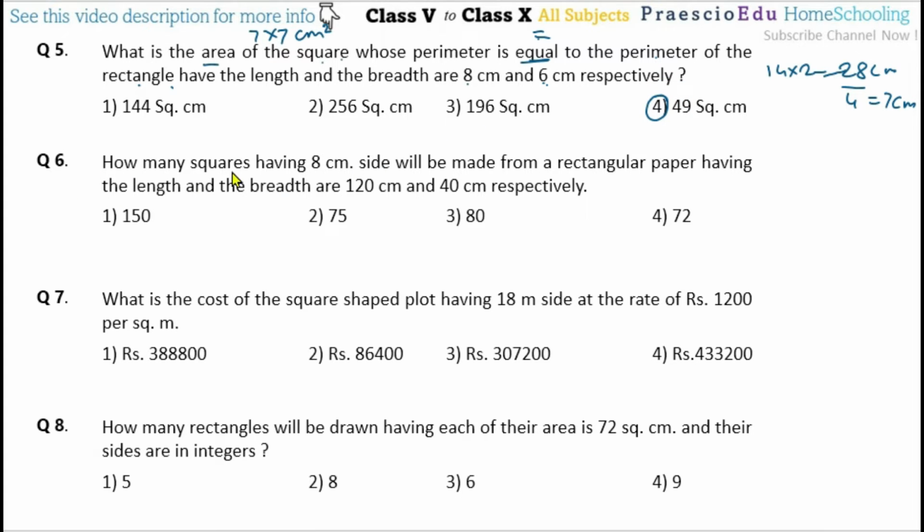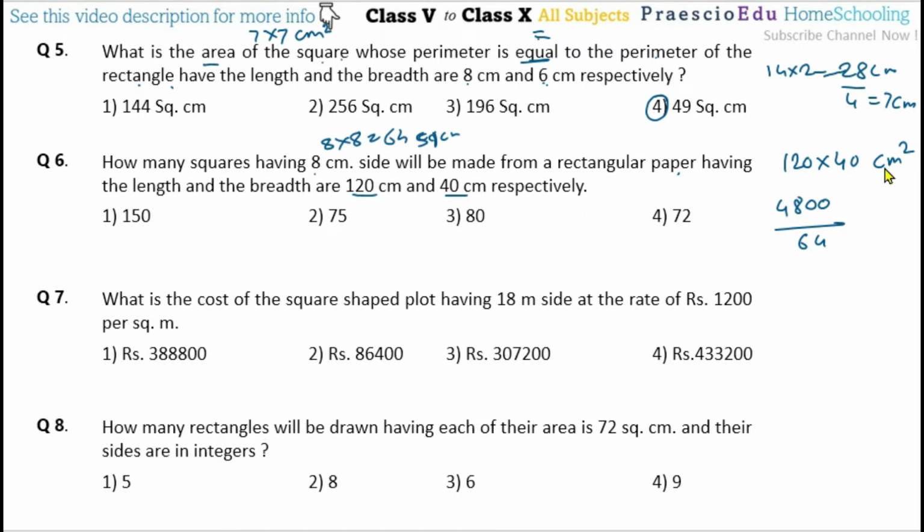Now question number 6, how many squares having 8 centimeter side will be made from a rectangular paper having the length and the breadth of 120 centimeter and 40 centimeter respectively? So this paper's dimensions are given. So 120 multiplied by 40, that is centimeter square or square centimeter. So this equals 4800, and divided by, we have to make the squares having the side 8 centimeter. So area of this one is 8 multiplied by 8, that is 64 square centimeter.